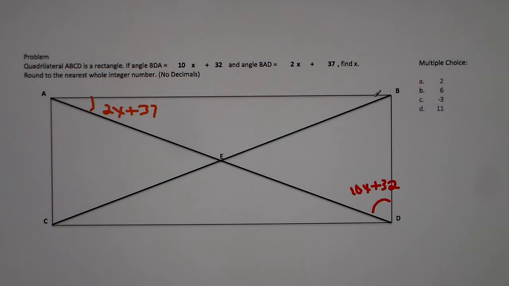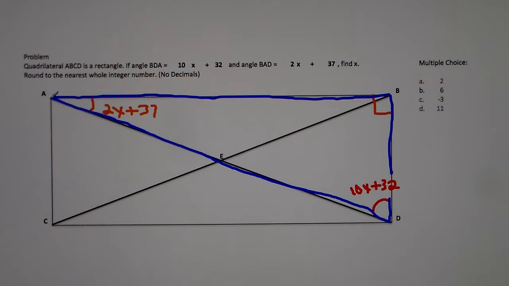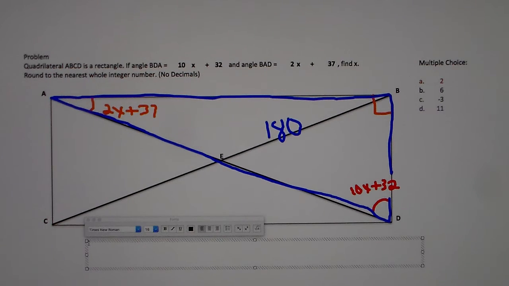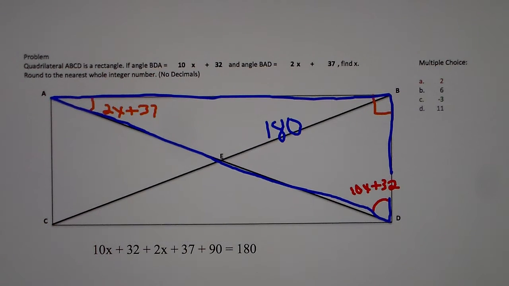Well, to do this, we know this is a rectangle, and a rectangle has four right 90-degree angles in each corner, so we know that angle is 90 there. We also see that when we throw a diagonal in there, like we have, it creates a triangle in our rectangle. And we know there's 180 degrees inside of a triangle. So we do this guy plus the 90 equals 180. So let me type that out here on the bottom. We got 10x plus 32 plus 2x plus 37 plus 90 equals 180. We combine like terms and solve for x.